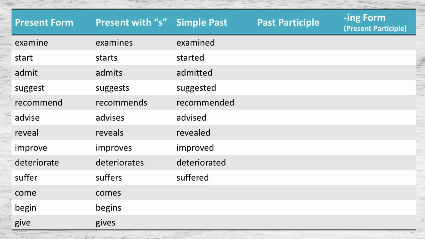Now let's look at the past form of the verb. Most past forms of the verb are simply formed by adding ed to the end of the original verb. If the verb already ends with an e, then we only need to add the d. For instance, examine already ends with an e, so only a d is needed to form the past form. However, for the next word, start, we need to add ed to the end in order to form the past form. It becomes started.